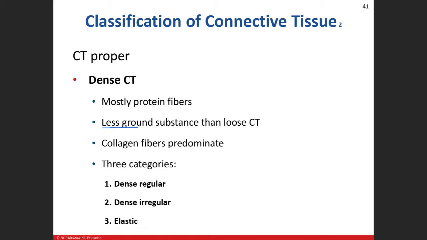And you'll have protein fibers, but mainly the collagen protein fibers. This type of tissue varies in its vascularity, but it won't be as vascularized as loose connective tissue. So keep in mind: less ground substance, more protein fibers, predominantly collagen. There are three types: dense regular, dense irregular, and elastic.